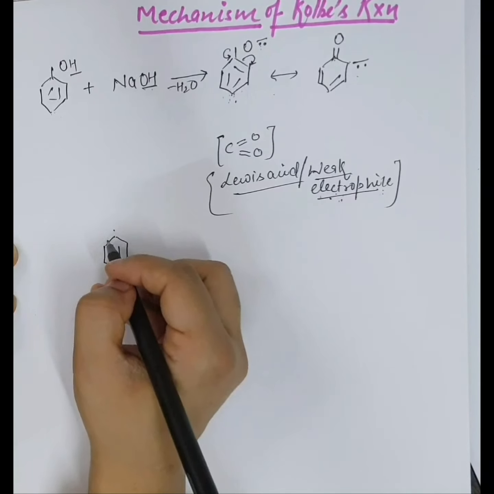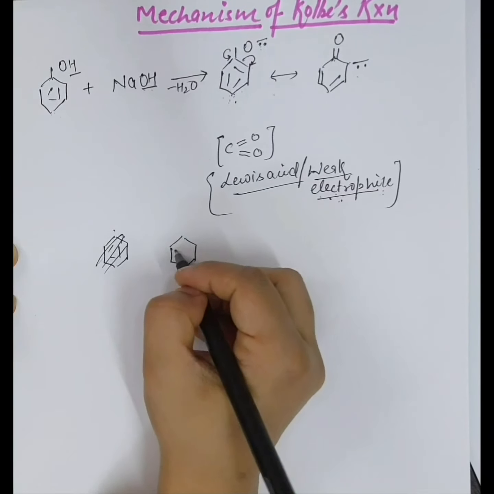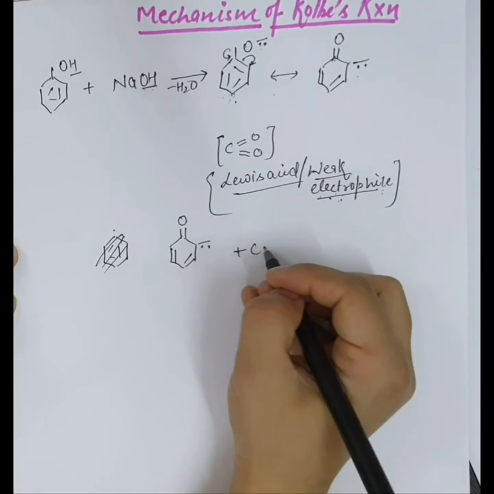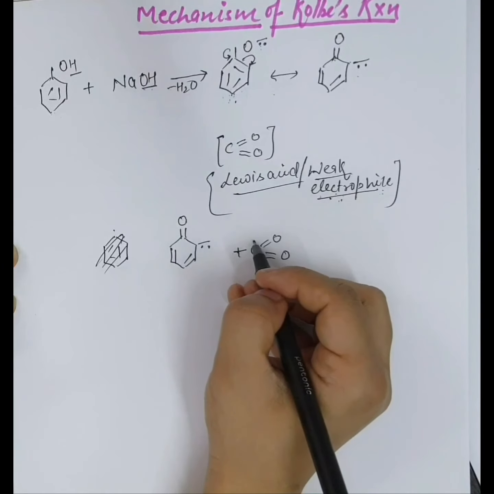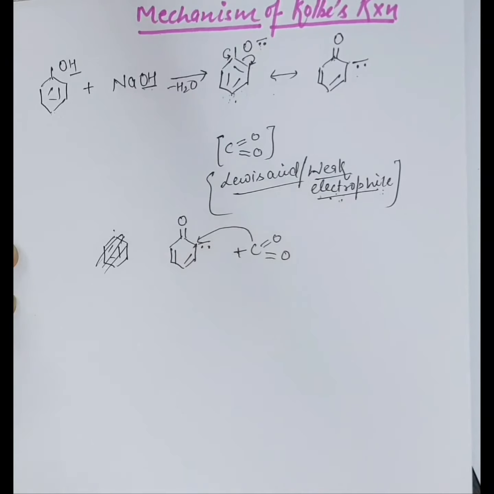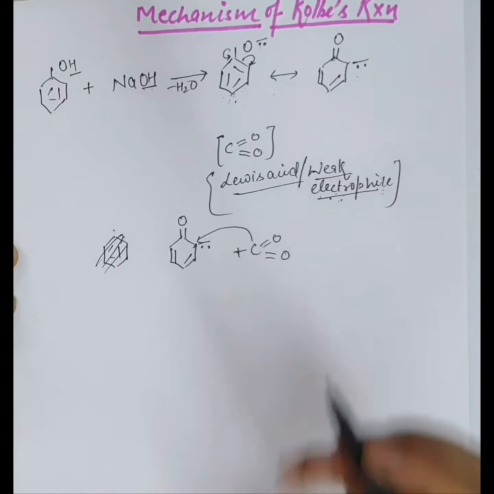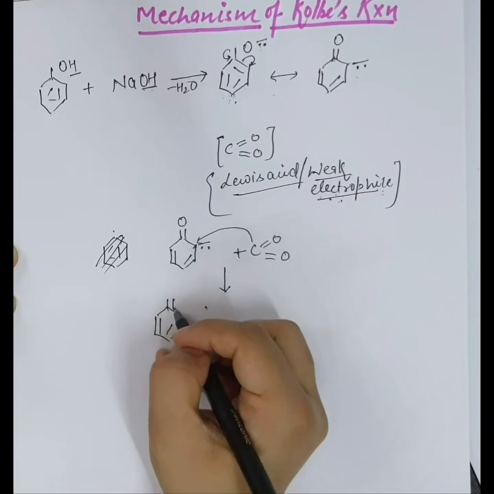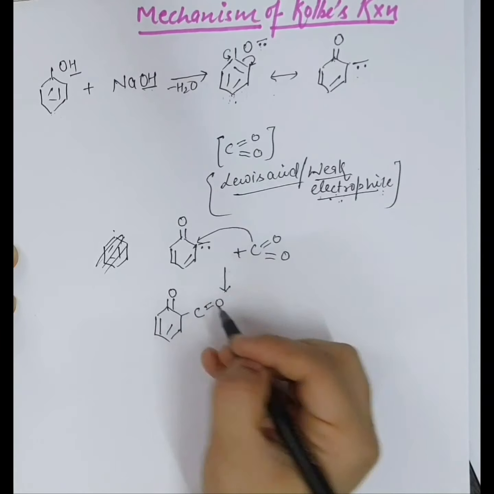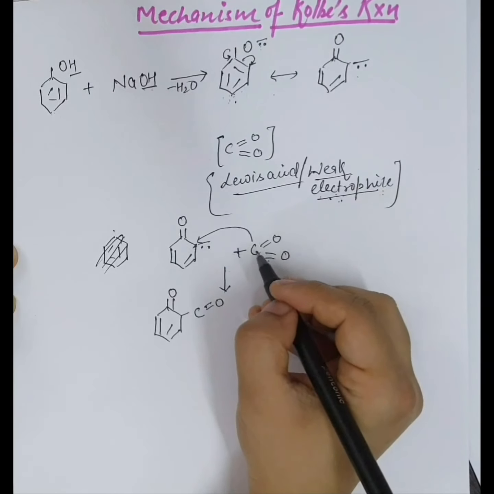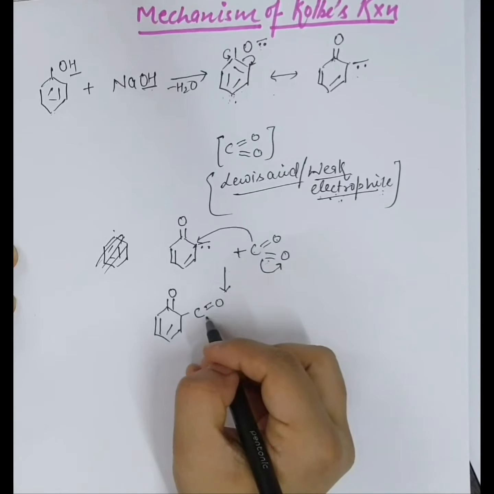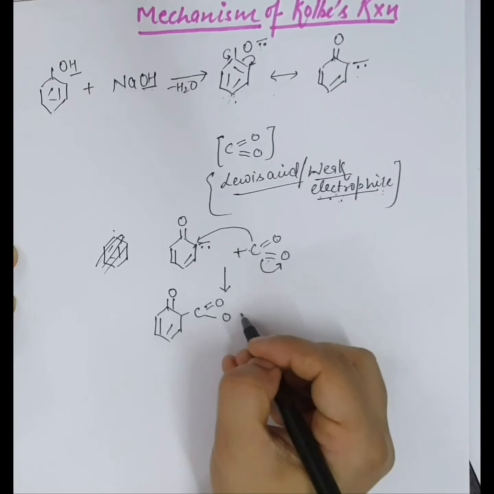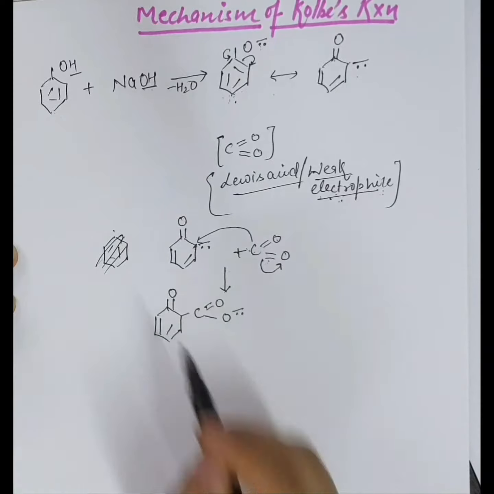Here, double bond, negative charge, double bond O, CO2 will come, and the carbon will attach to this carbon atom because of the high electron density, and form a species like this: double bond C, double bond O, and one pi bond between the C and O atom will break like this, because the carbon has a partial positive charge and will attack easily at this position, and there will be a negative charge on the oxygen atom. So this species will be formed.